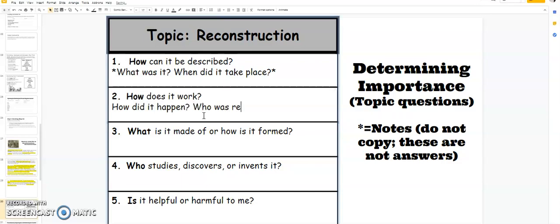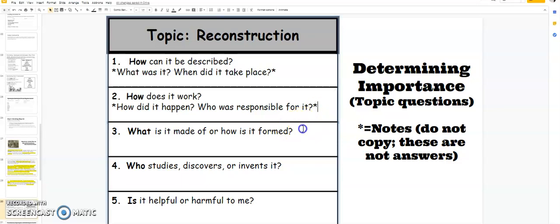Who was responsible for it? Oh, I forgot my little asterisk. Remember, these are notes. These are just going to help you answer these questions because I'm not going to answer them for you. We might do one together, but we can't do all of them because I want to see what you think, not what I think.